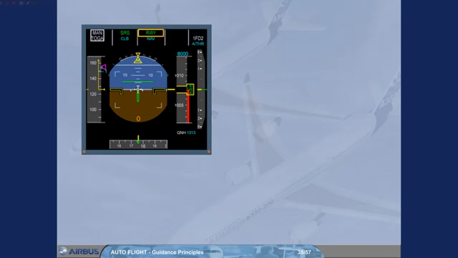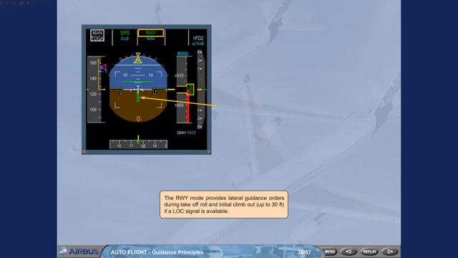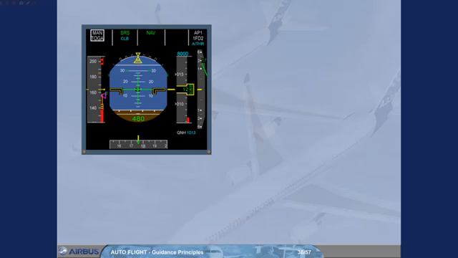The RWY mode provides lateral guidance orders during takeoff roll and initial climb out, up to 30 feet, if a lock signal is available. Provided V2 is inserted in the perf page and slats are extended, the Speed Reference System, SRS, will engage automatically at power application, flex or toga.